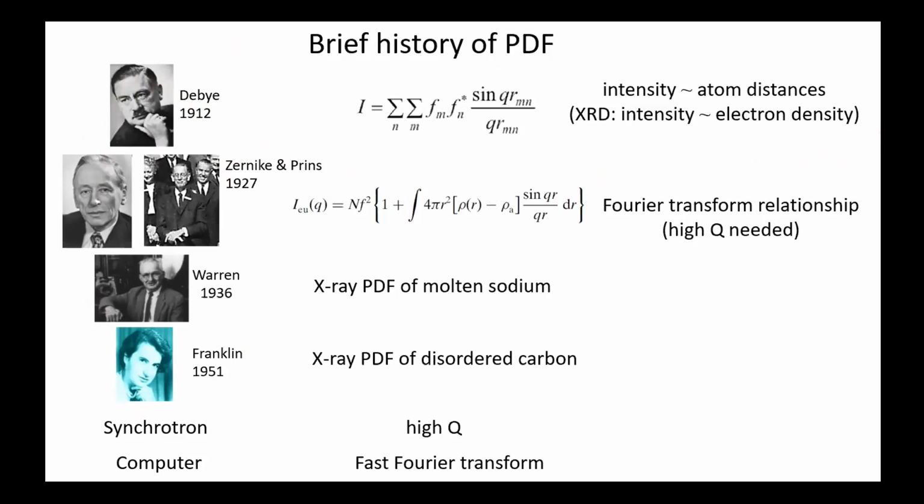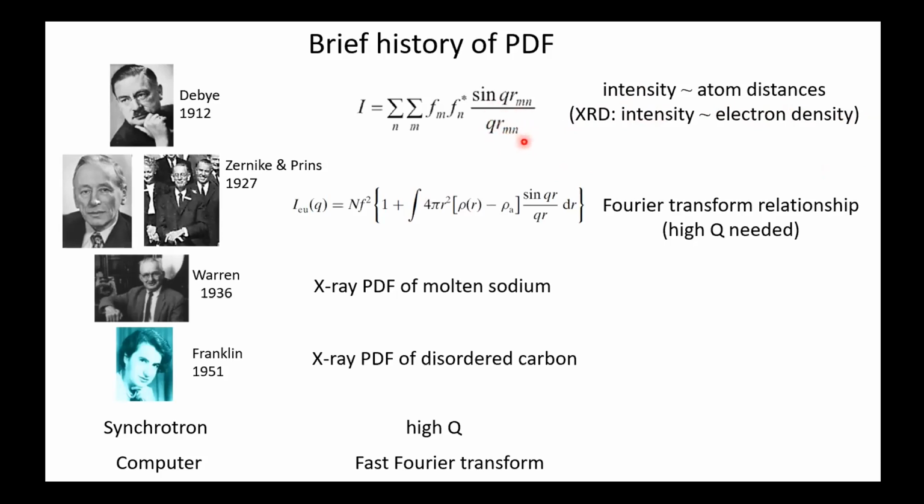Debye has a very sharp intuition, and instead of correlating the intensity with electron density, which is actually our XRD approach, Debye realized that the intensity that would matter is actually a function of all the atomic distances in this system, which is depicted by this r_mn.